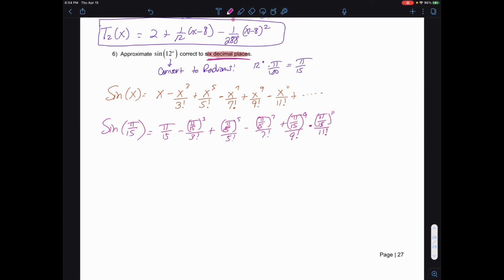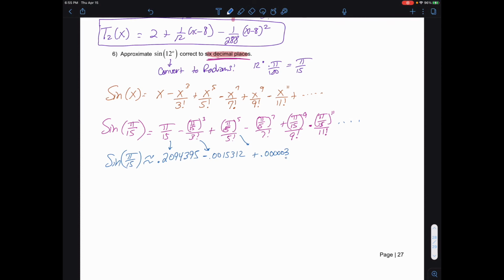And let's go ahead and figure out what these decimals are then. So the sine of pi over 15 is approximately equal to, and I'm going to figure out these decimals, 0.2094395. That's the first one. The second decimal is negative, because I got a negative sign there, 0.0015312. The next one that I found is plus 0.000003. Now, I have to be careful here because I want 6 decimal places, and that's the 6th decimal place.